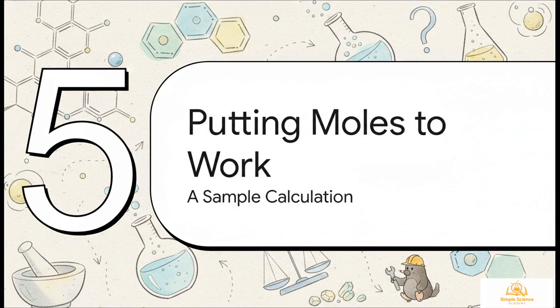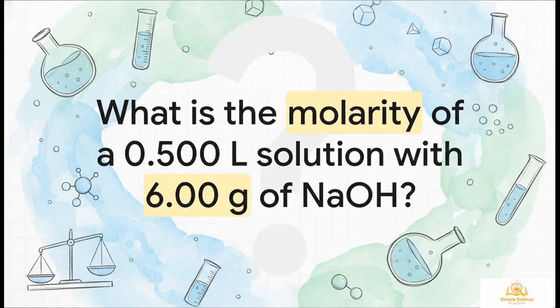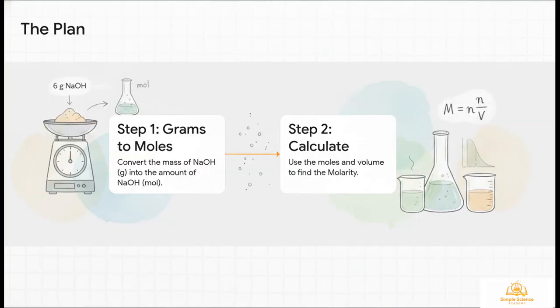Let's actually put the mole to work. So here's the challenge. We've got half a liter of solution, and we know there are 6 grams of sodium hydroxide, or NaOH, dissolved in it. The question is, what's the molarity? So what's our game plan? It's a pretty simple two-step process.